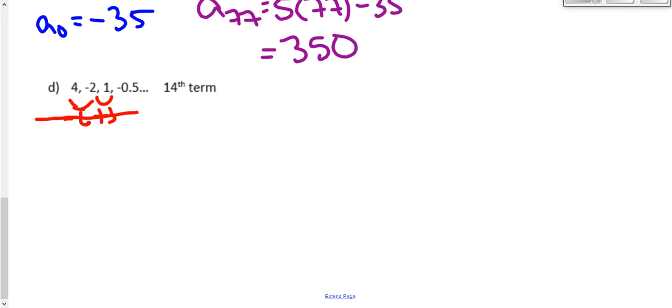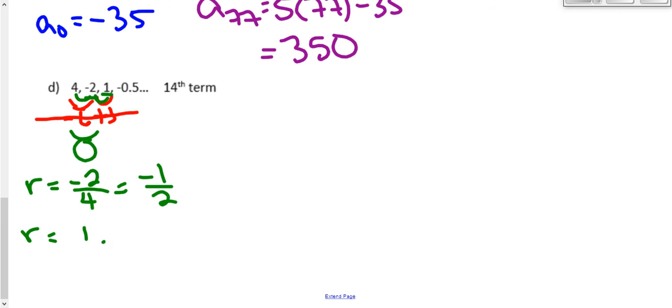We could try to figure out what we have to multiply to move forward, and some of you can probably see what it is, but just in case, instead of trying to see what this number is, let's go ahead and calculate it. So we'll find the r value by taking a term and dividing it by the one that came before. So I'll take negative 2 and divide it by 4, and if I simplify that, I get negative 1/2. If I get the same pattern here, that means it's geometric. So 1 divided by negative 2 is again negative 1/2.